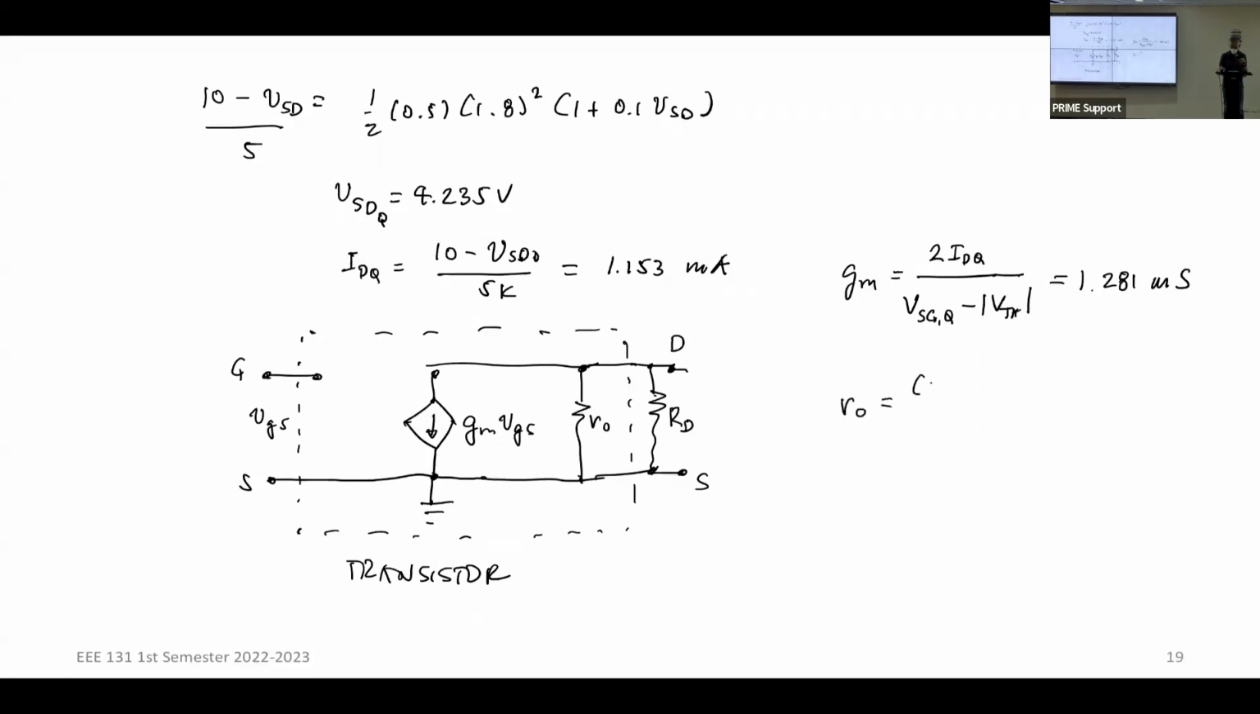Now what about r sub o? r sub o is 1 plus lambda VDSQ over lambda IDQ. Sorry, here I go again, it's VSD. Sorry. Even I make that mistake. VSDQ over lambda IDQ. So plug in also. This is the VSDQ, lambda is 0.1, IDQ is this. And this is going to give me 12.346 kilo ohms. So that's just by substitution.